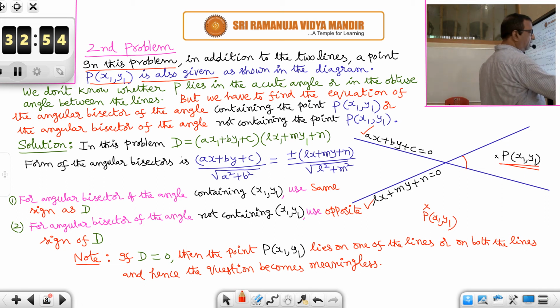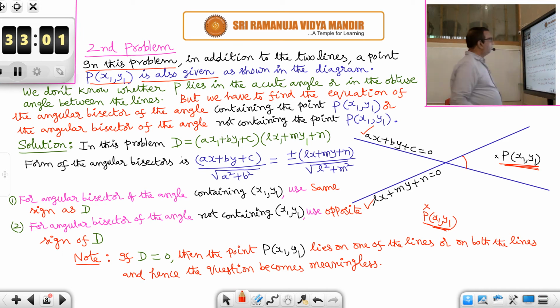It may be lying in the acute angle as shown here, or it may be lying in the obtuse angle as shown here. We don't know. But what is required here is to find the equation of the angular bisector of the angle containing the point P x1 comma y1. P x1 y1 is lying in what angle? This angle. Whether that angle is acute or obtuse, we don't know, but we have to find the angular bisector of that angle. Find the equation.